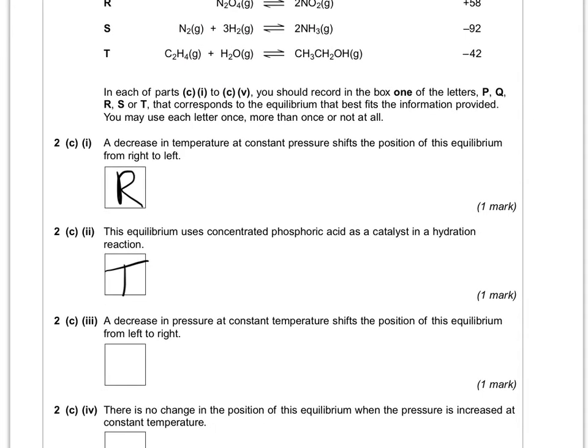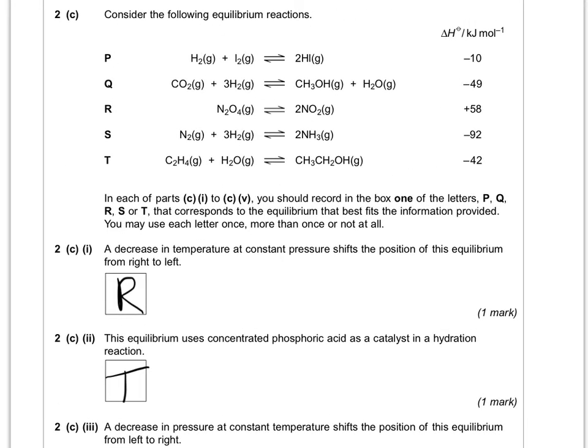And then we've got a decrease in pressure at constant temperature shifts the position of the equilibrium from left to right. So a decrease in pressure goes from left to right. So the right-hand side must take up more space because decreasing pressure gives it more space. So there's going to be more moles on the right than the left. So we're going to look up at our letters, and which one has more moles on the right than the left. This one has 2 on both sides. This one has 4 and 2. This one has 2 and 1. This one has 2 and 4. This one has 1 and 2. So this one here has 2 on the right and 1 on the left. So it's R again.